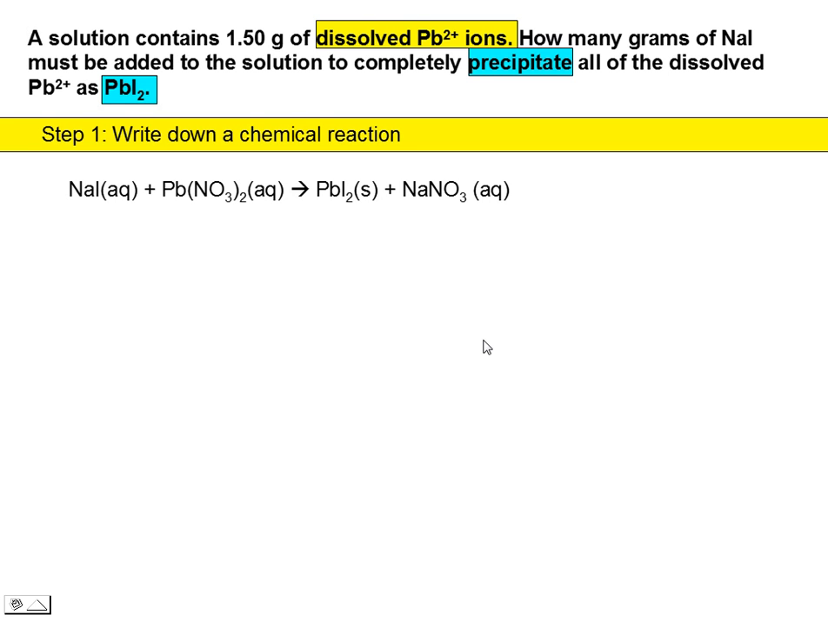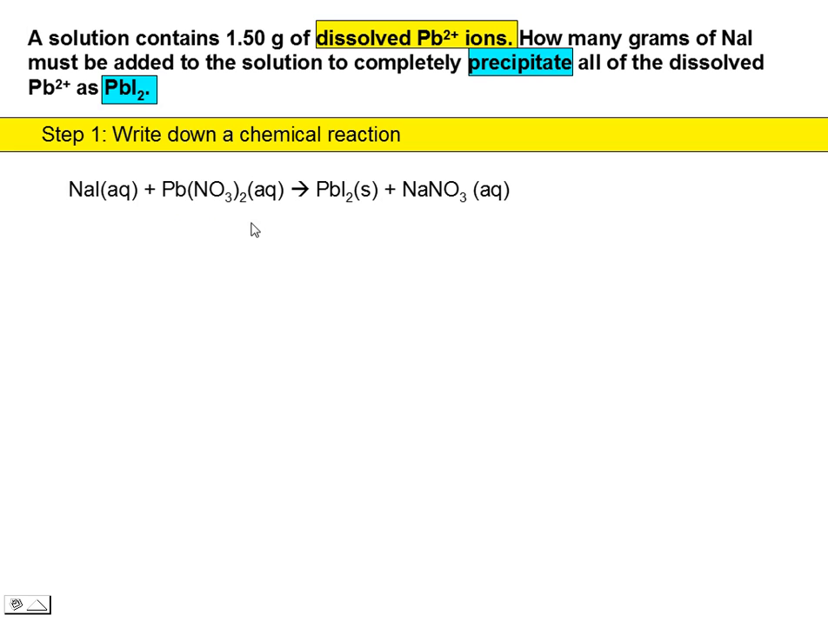This is a chemical equation that I have written for the above problem. It's asking us how many grams of sodium iodide must be added to the solution. So the solution contains lead-2 ions. So we know that our reactants are sodium iodide and the lead-2 ions. You may be wondering, where did I get the nitrates from? This nitrate came from our solubility rules.